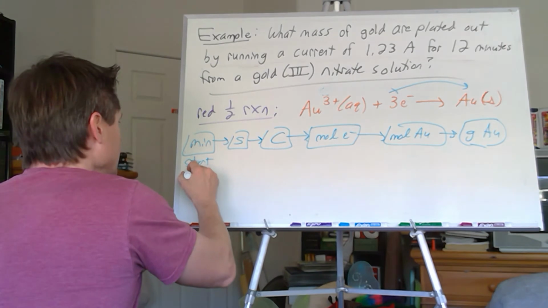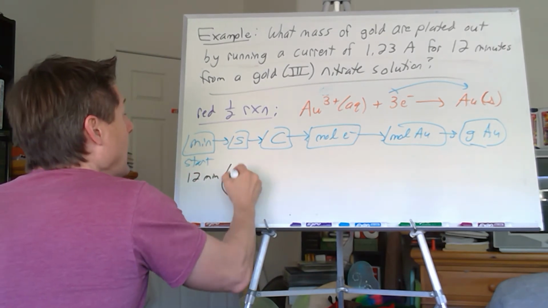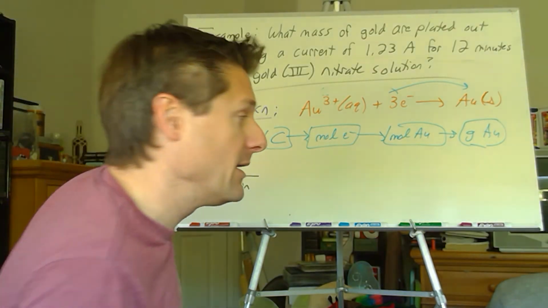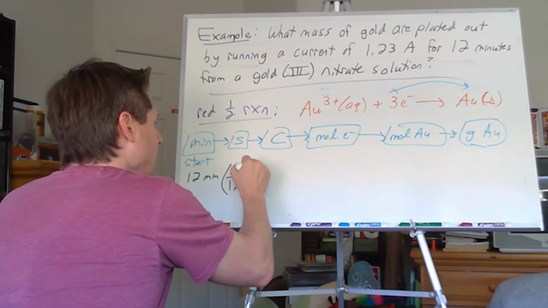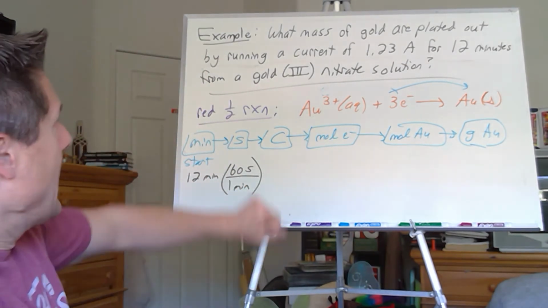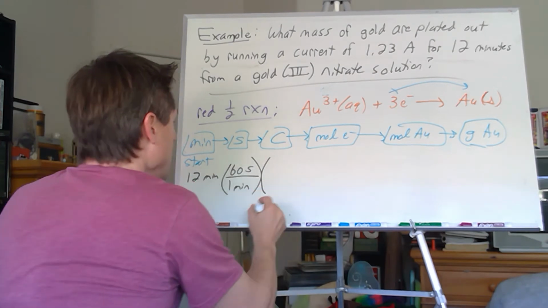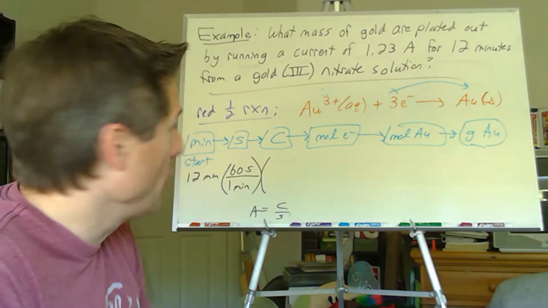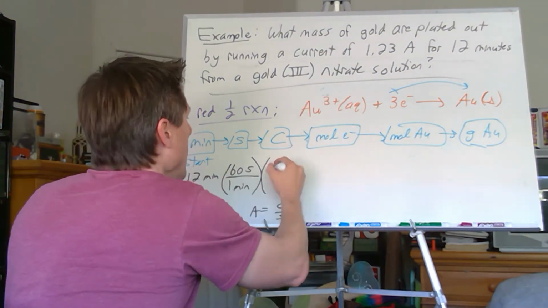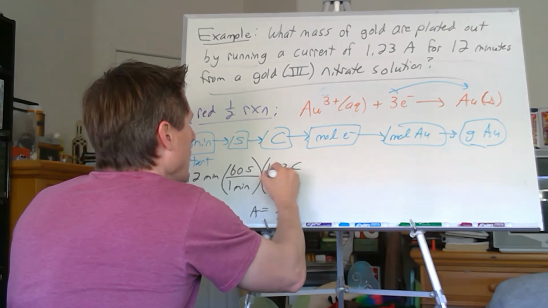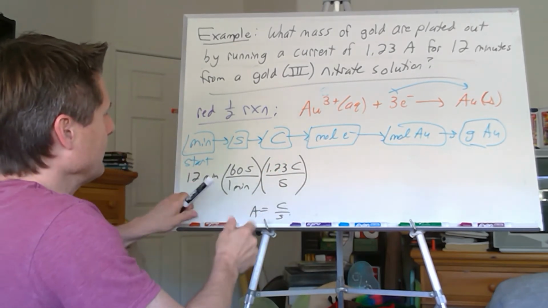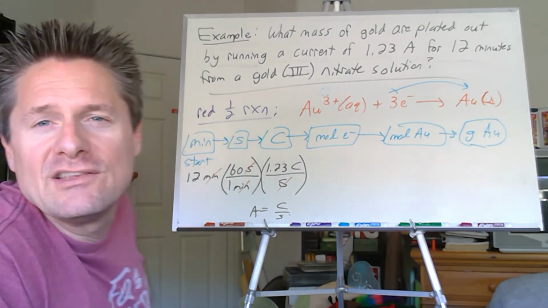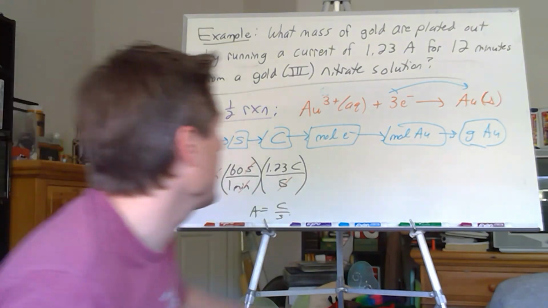So we have 12 minutes, all right? And every minute, hopefully you know how many seconds are in a minute, correct? So we've got 60 seconds per minute. Now let's use our amps. Now remember, an amp is a coulomb per second, right? We don't need to show that, so let's just write it. So we have 1.23 coulombs per second. So minutes cancel out, seconds cancel out. That's the whole reason we're using that current there. So we can get the amount of electric charge.